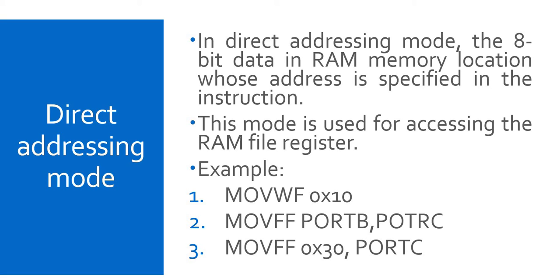So remember, when you're moving content between the working register and a file register, you can use the MOVWF command. But when you have to move data from file register to file register, you have to use MOVFF. So that is your direct addressing mode. Direct addressing mode means you are providing the address of the register in the instruction itself.